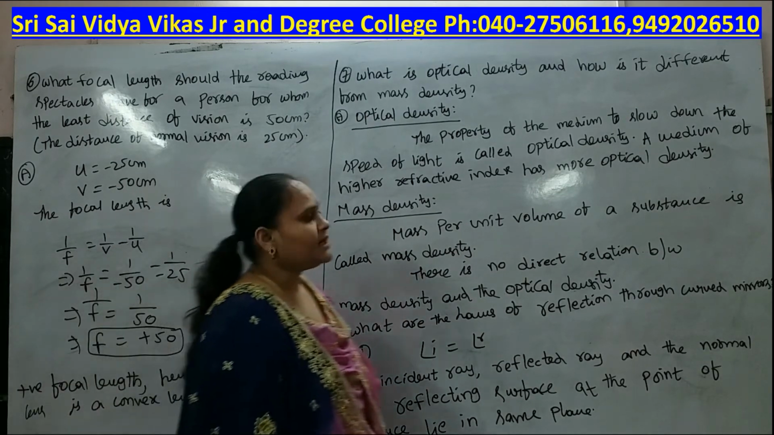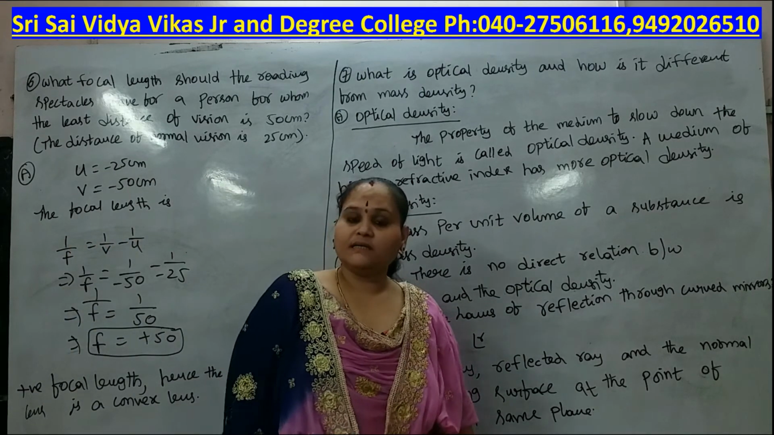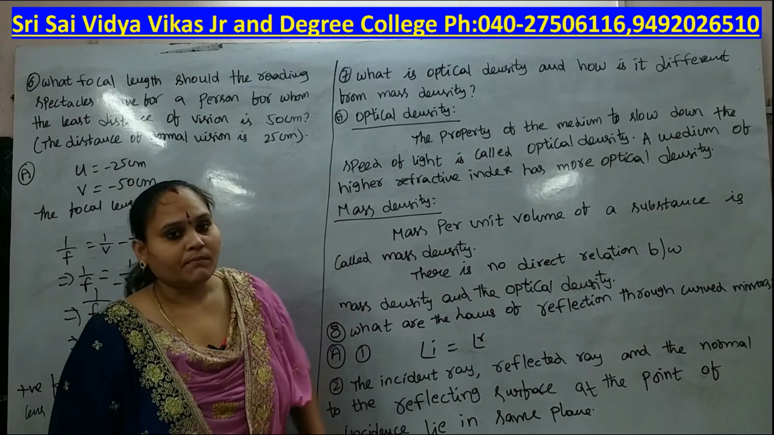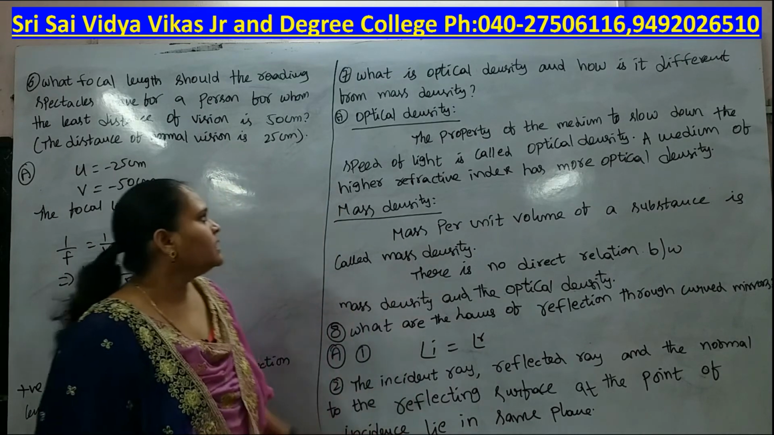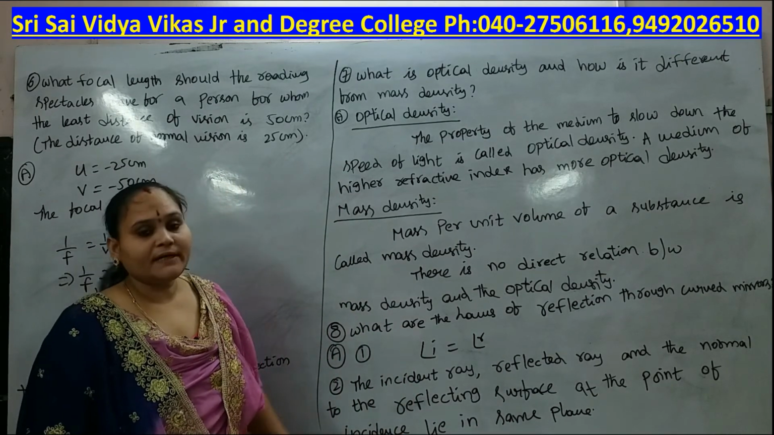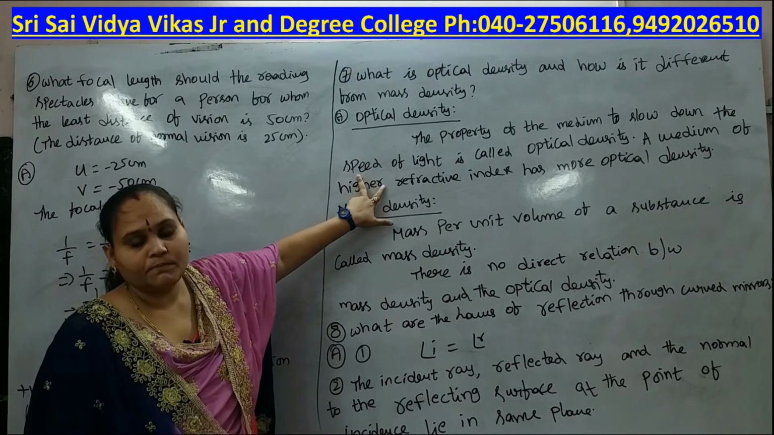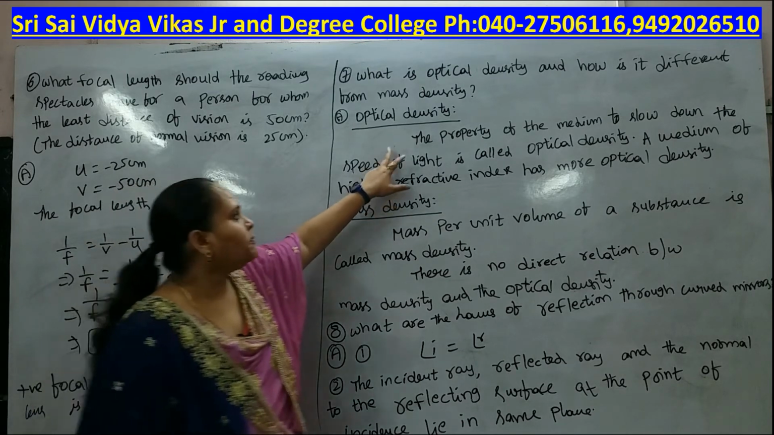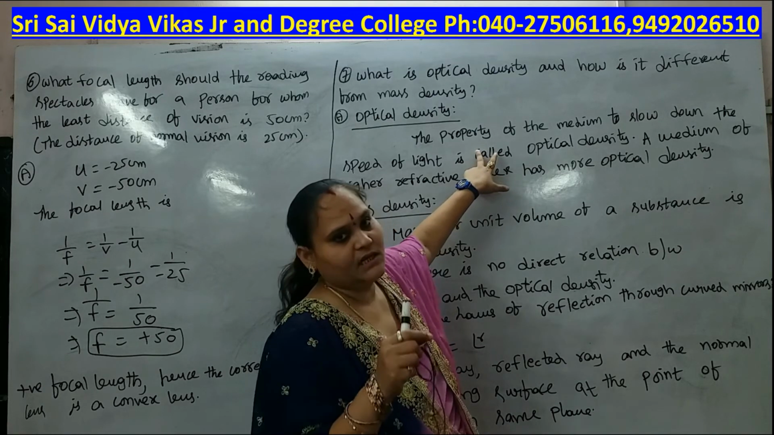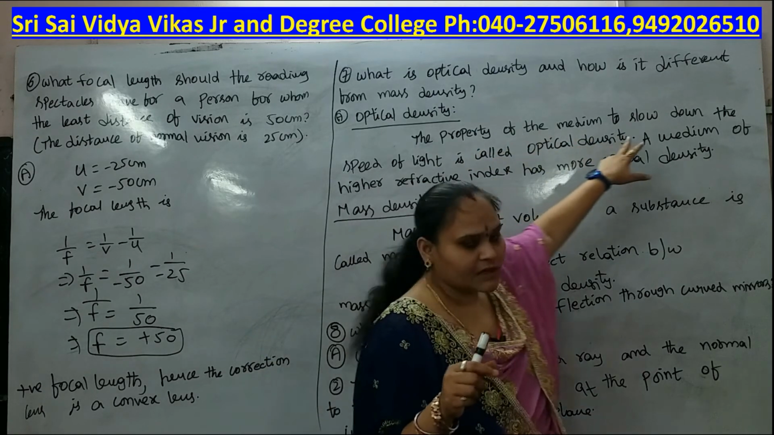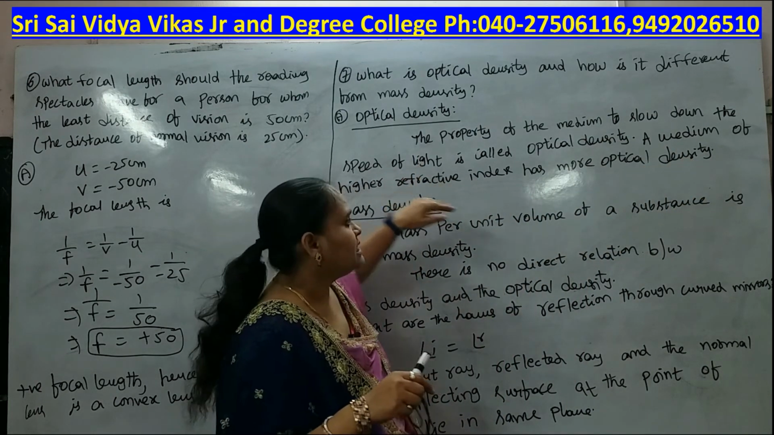Next, what is optical density and how is it different from mass density? Everybody knows mass density: mass by volume is the mass density. Optical density means the property of the medium to slow down the speed of light. Optical density is a property of the medium. The property of a medium to slow down the speed of light is called optical density.